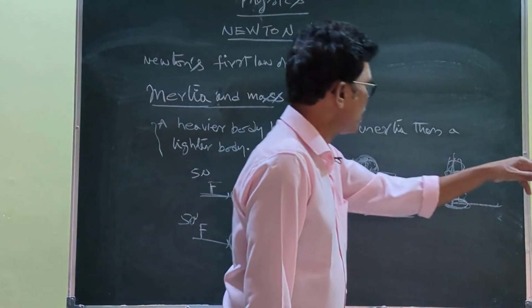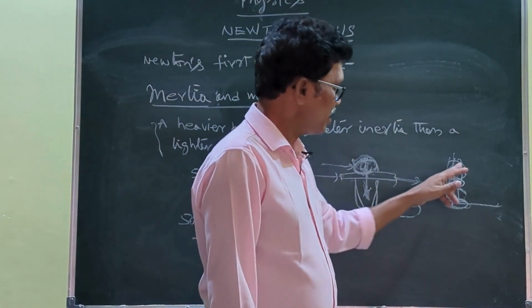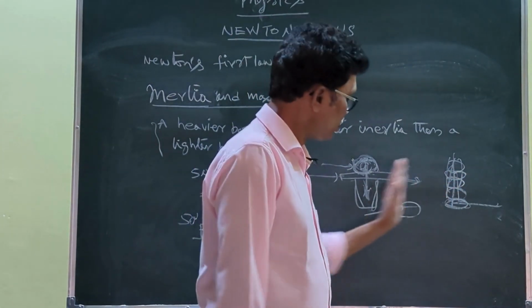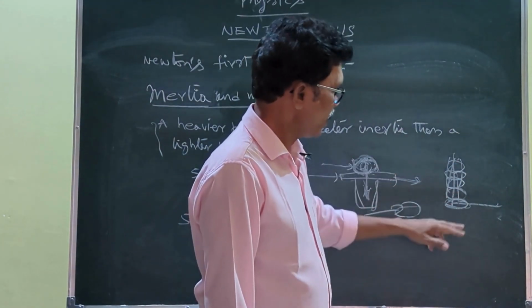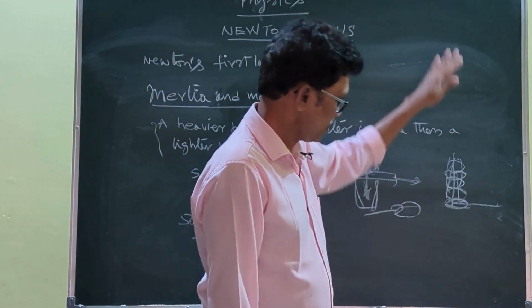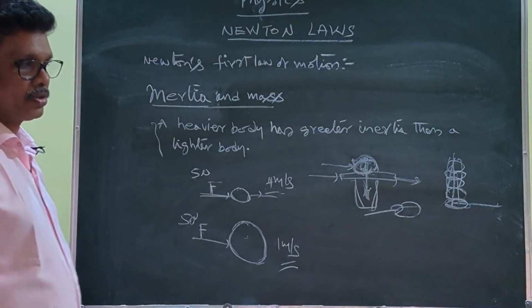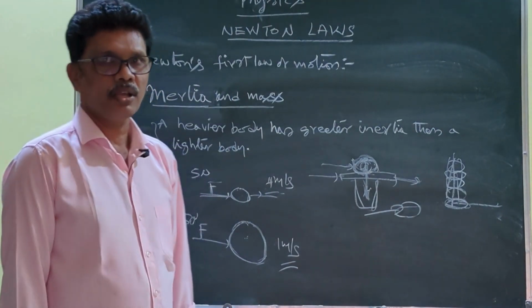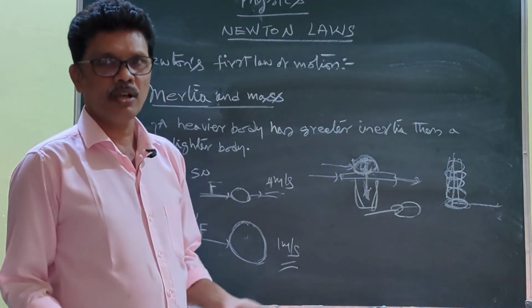The top coins fall down because they are in the rest condition. There is no horizontal force acting on them, so they do not move like the bottom coin. Because of inertia, they fall down. These are all examples of inertia and mass. Obviously, what we can understand here is that the more the mass, the more the inertia.